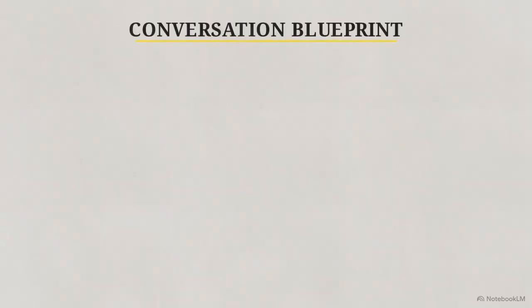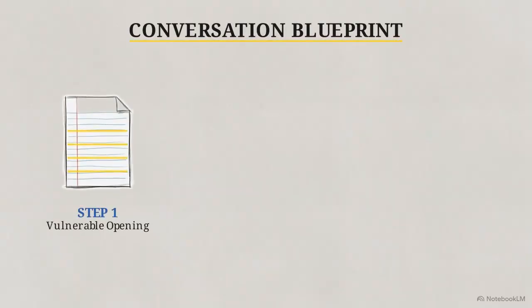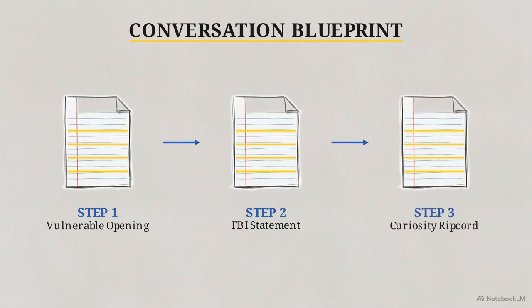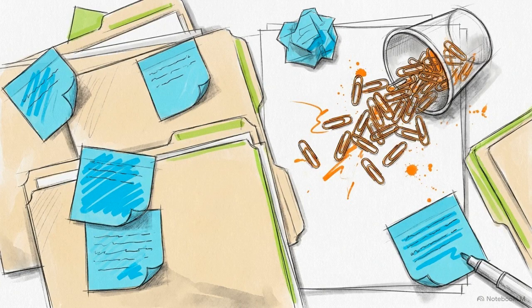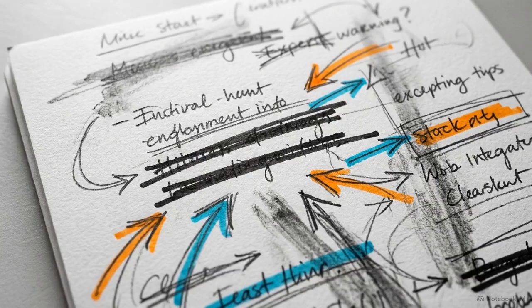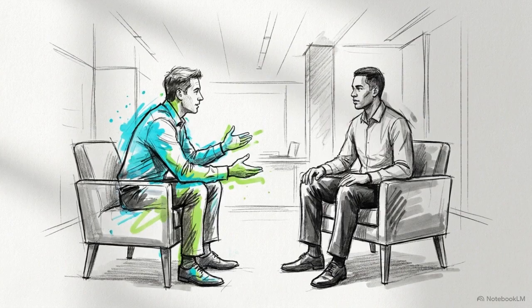Review what you've built: a vulnerable opening, a precise FBI statement, and a curiosity-driven ripcord for emotional spikes. Remember that human interaction is inherently messy. You will likely still fumble the delivery or feel awkward in the moment. The goal of this process is not conversational perfection. The real objective is to show the other person that you value the relationship enough to be honest.